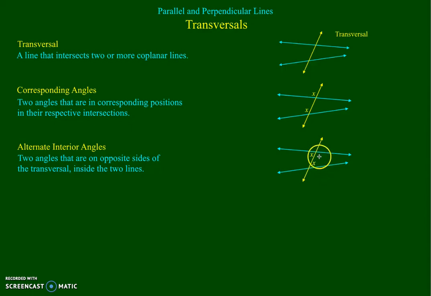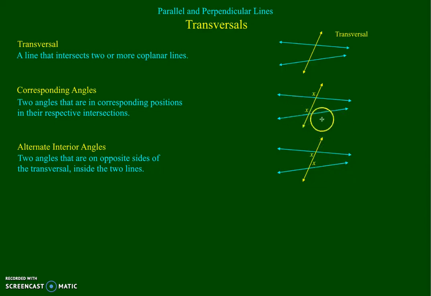Now you could also say that this angle and this angle are alternate interior. So anytime you have a transversal intersecting two otherwise coplanar lines, you set up two pairs of alternate interior angles. This one, and this one, and that one. Alternate interior angles, two angles that are on opposite sides of a transversal inside the two lines. So we'd say these are inside these two lines.